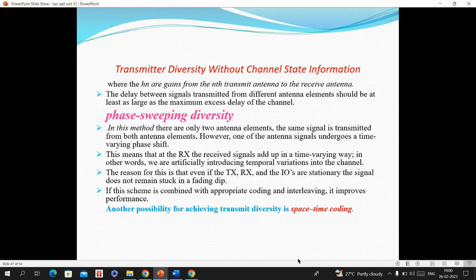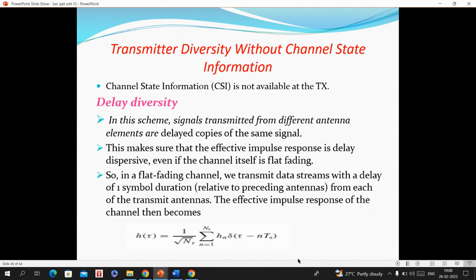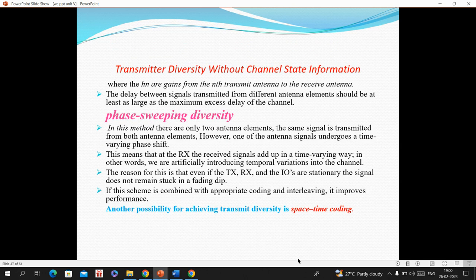So this is about transmit diversity with CSI and without CSI. If we know the channel information, we create constructive interference, so we receive one signal with a high SNR. If we don't have the CSI, then we have two schemes. One is delay, where we deliberately delay each of the M antennas so that they do not interfere with one another. The second is where we deliberately adjust the phase of the signal from the M antennas, which is called phase sweeping diversity.